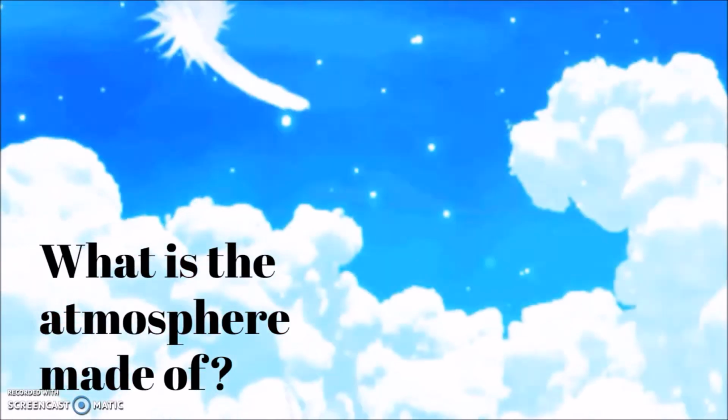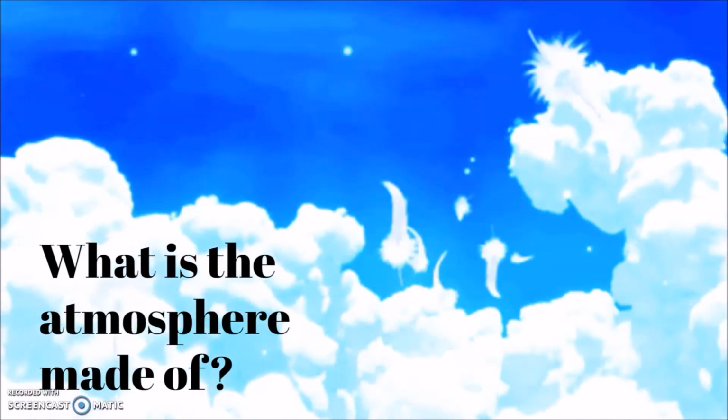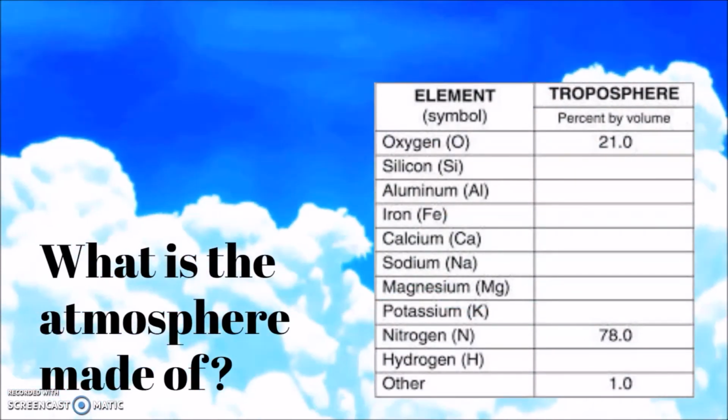Now down here on the surface of the Earth, we breathe in air. What is our atmosphere down here made of? Take a look at this chart from our reference table, page 1. You'll see that our troposphere, which is the name of the air down here on the surface, is made of 21% oxygen and 78% nitrogen. The other 1% are other gases that make up the air around us.